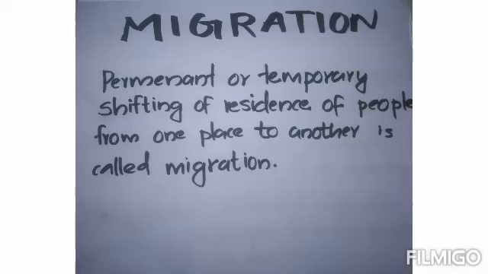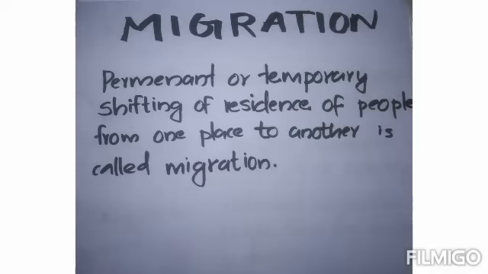The definition of migration is the temporary or permanent shifting of residence of people from one place to another is known as migration. So, migration includes the shifting of residence of people, which may be permanent or temporary, from one place to another. This migration can occur at different levels, or migration can be classified into different types.